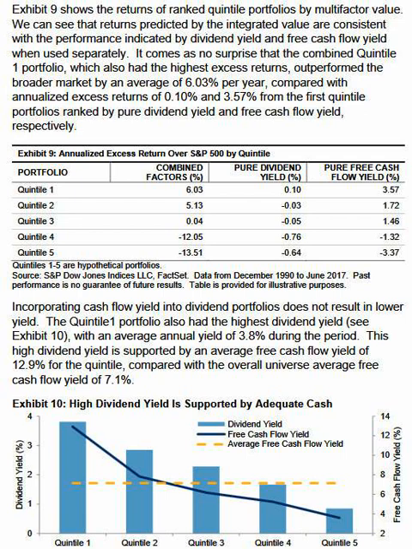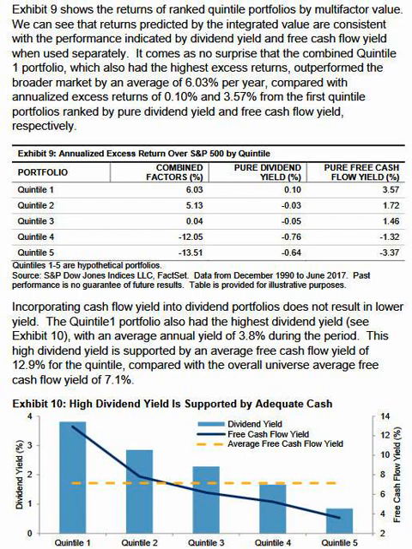We can see that returns predicted by the integrated value are consistent with the performance indicated by dividend yield and free cash flow yield when used separately. It comes as no surprise that the combined Quintile 1 portfolio, which also had the highest excess returns, outperformed the broader market by an average of 6.03% per year, compared with annualized excess returns of 0.10% and 3.57% from the first quintile portfolios ranked by pure dividend yield and free cash flow yield, respectively.